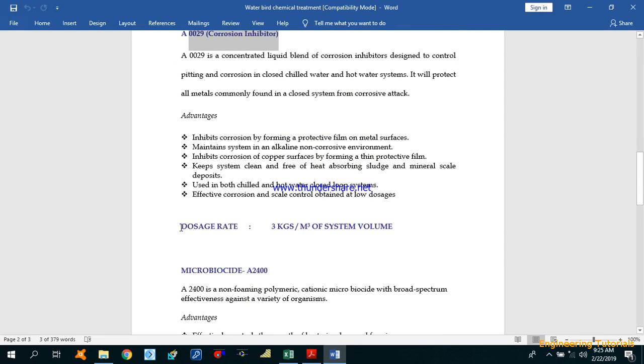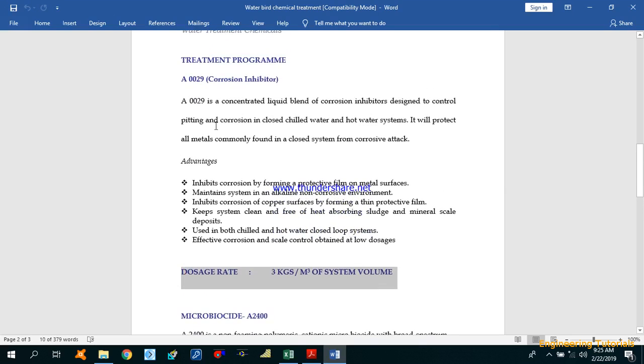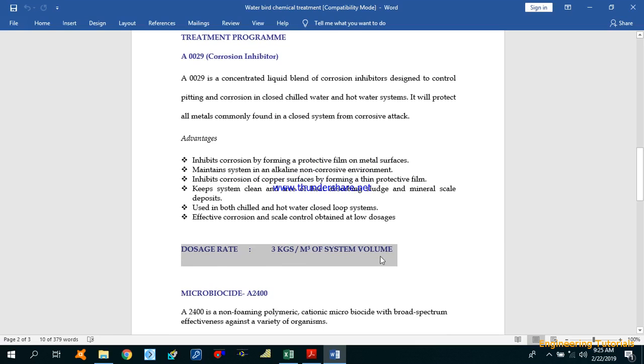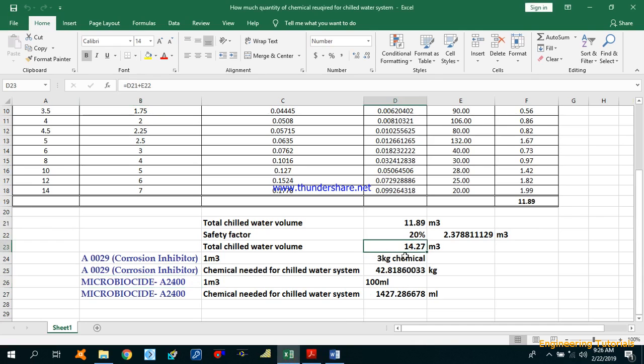So the main thing is the dosage rate for A0029. How much is the dosage rate recommended by Waterbird Chemical Treatment? They are recommending 3 kg per cubic meter of system volume for your chilled water system. As you can see, the chilled water volume which we have calculated over here is 14.27 cubic meter. So 1 cubic meter requires 3 kg as per recommendation of Waterbird Chemical Treatment. So how much chemical do we need for our system? Because we have 14.27, we simply need to multiply this quantity with this quantity. So we need for our system 42.81 kg of A0029 corrosion inhibitor chemical.